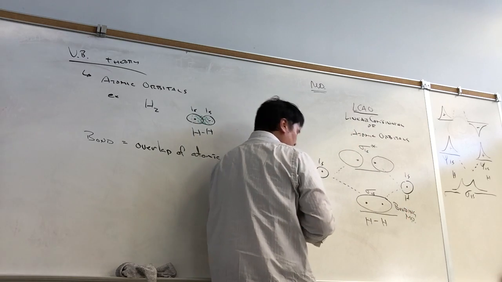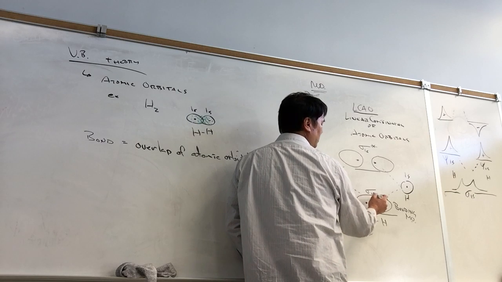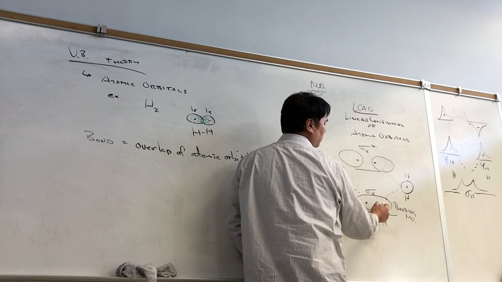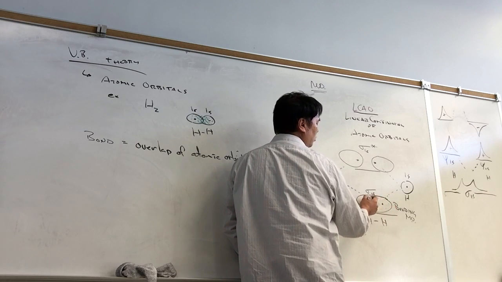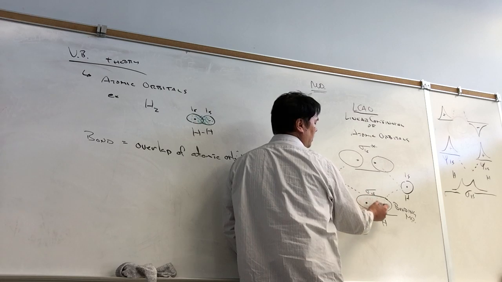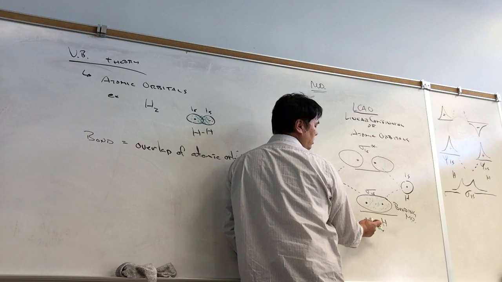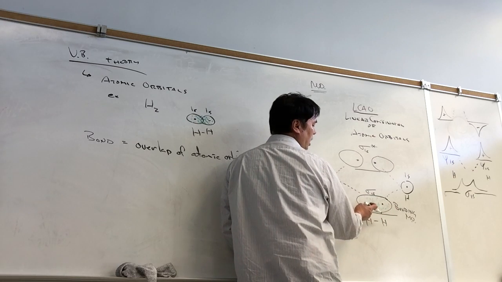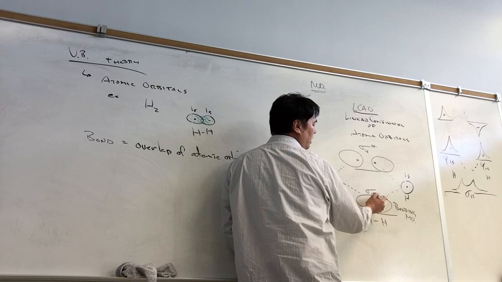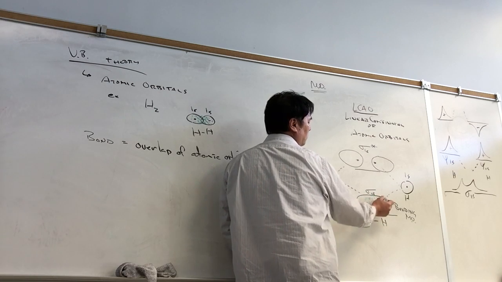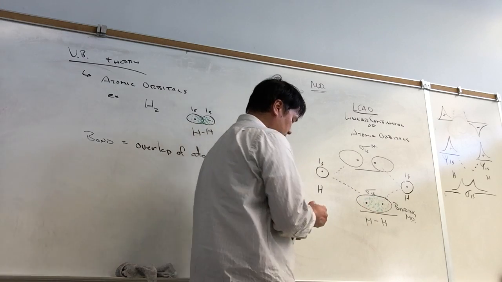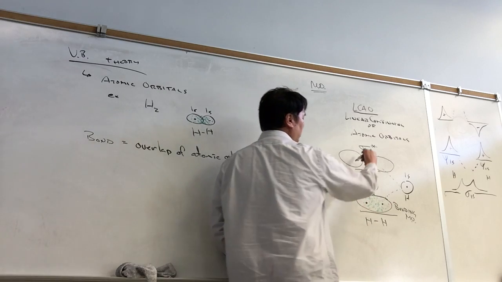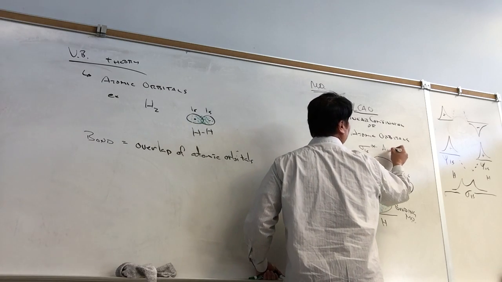It's a bonding MO because when I look at the electron density of the cloud, this has maximum capacity of 2 electrons, and those 2 electrons are going to occupy this space. And what holds the two hydrogens together are the attractions of the positive nuclei with the negative charge density in this region. On the other hand, this orbital up here is called an anti-bonding MO.